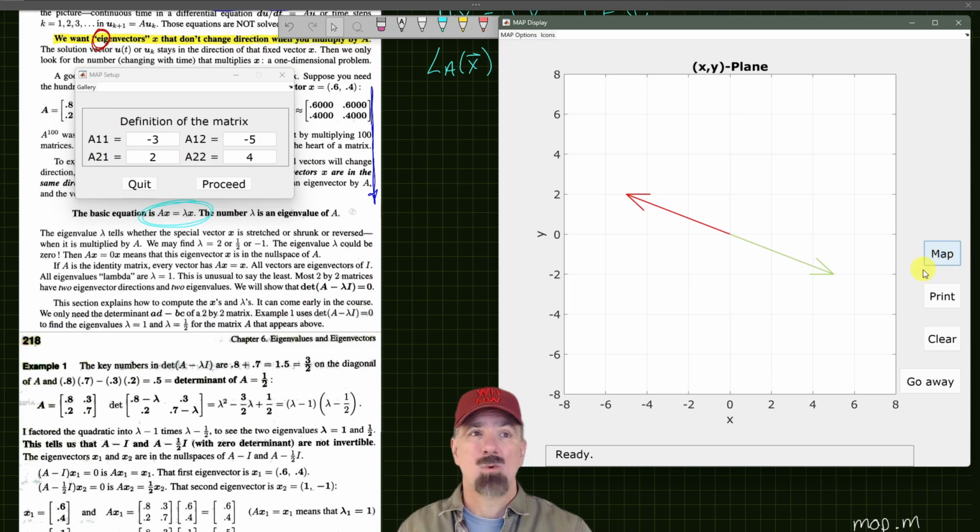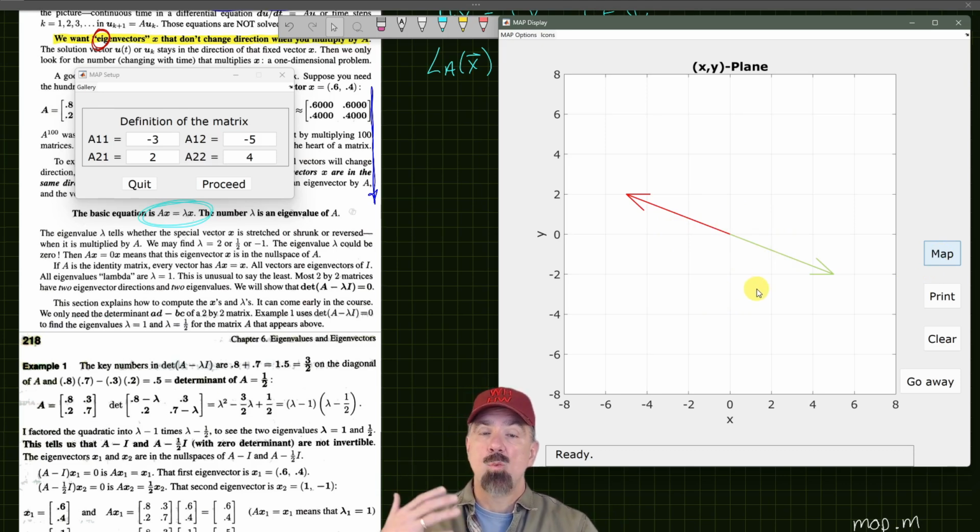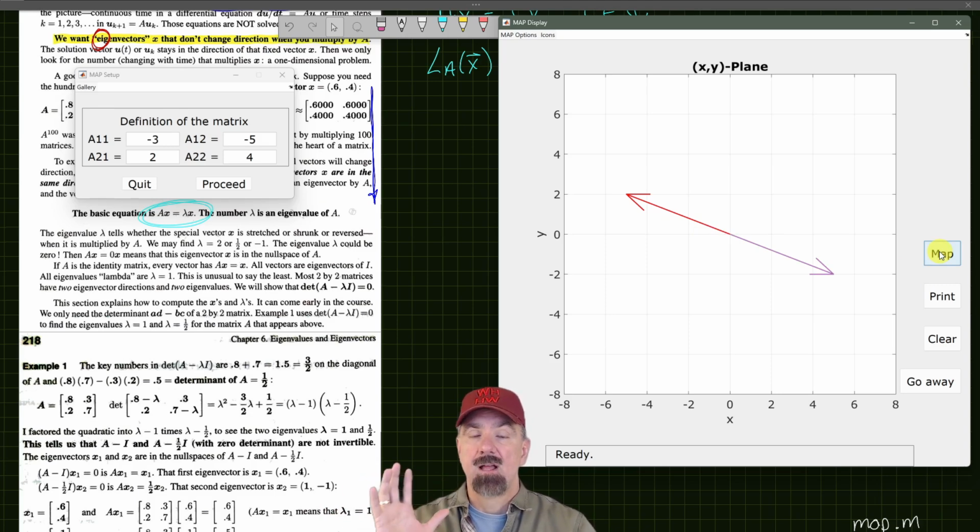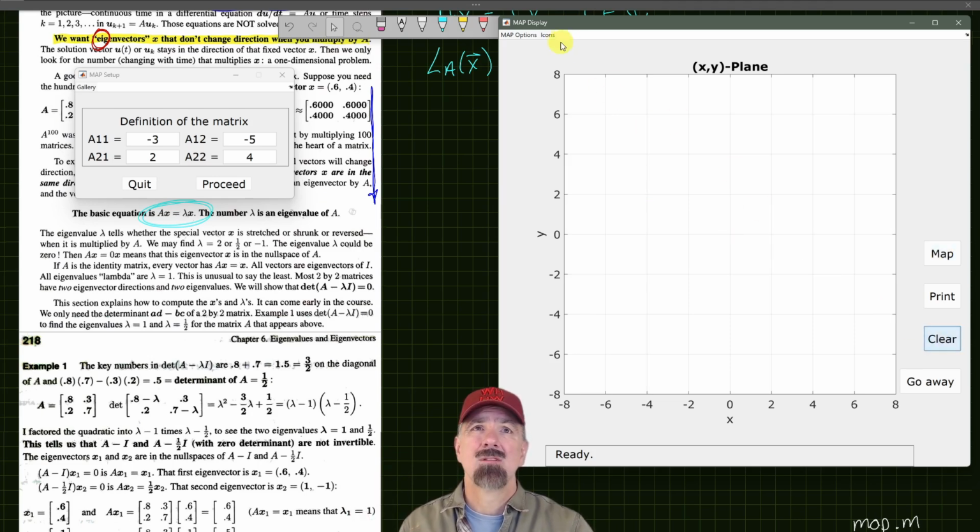Not only that, we can tell what the eigenvalue is. The eigenvalue here is -1. Every time we put a vector in, we end up with -1 times that vector out. This is the whole concept of eigenvalues and eigenvectors. Let me show you another one.